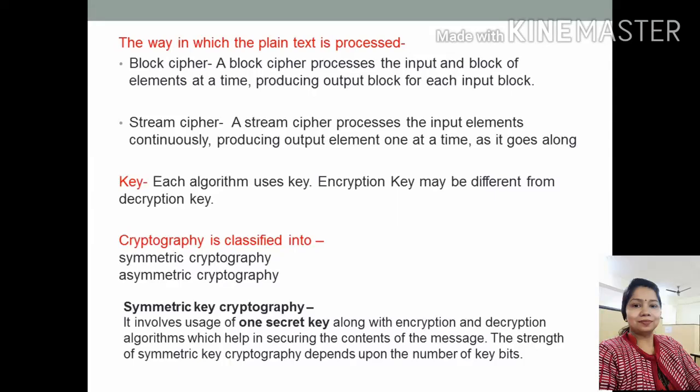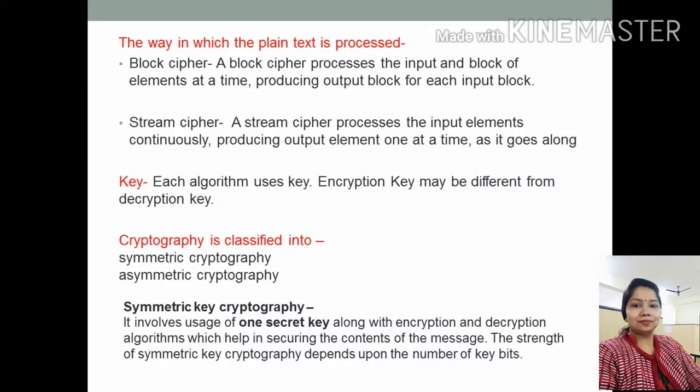Apart from it, the other method which is used is the stream cipher, where a stream of data is encrypted. The stream of data means continuously we provide one input and the output is produced one at a time. That means one alphabet as an input, then one alphabet as an output. This type of stream cipher can be used when the data size is not so long. These are the two types of processing.